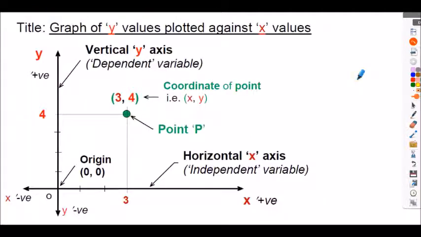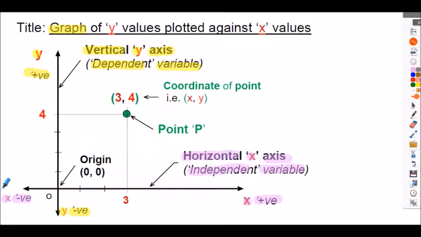Here's some basic terminology associated with graphs. The vertical axis is usually termed the y-axis, and the y-axis contains what's termed the dependent variable. So the positive y values are shown in this direction, and negative y values are shown in this direction. The horizontal axis is where we plot the x values. The horizontal axis is usually termed the independent variable. Notice that x in the positive sense goes from left to right here, and x in the negative sense goes from right to left.